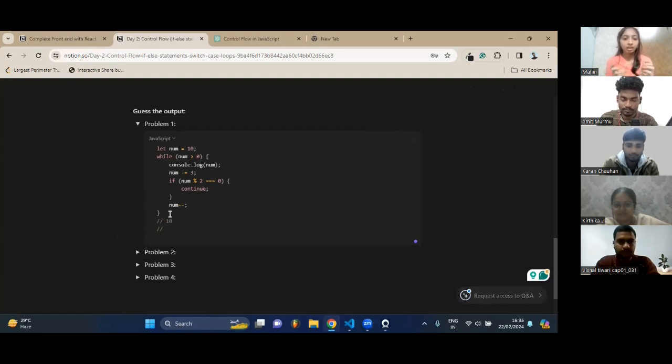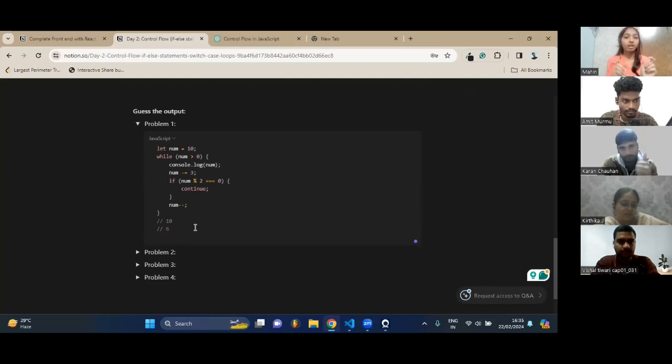But 7 is not divisible by 2. It means it will skip that block, and after that it goes to num minus minus. So 7 minus 1, it will go to 6. Now num is 6, so 6 is greater than 0. So it will print 6 after 10. And after that num minus equal to 3, it will decrease 6 by 3. So it will now be 3.